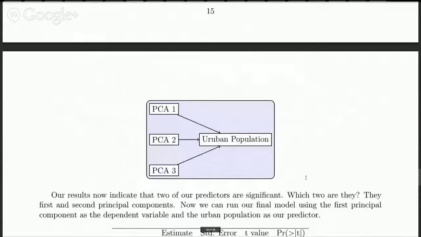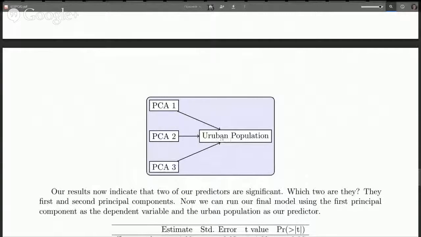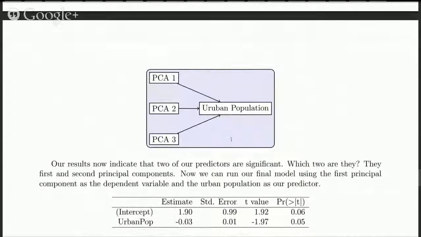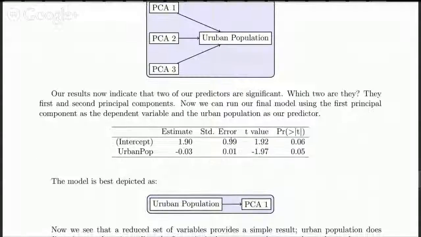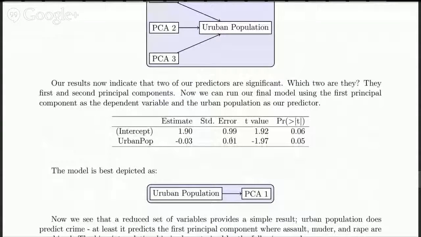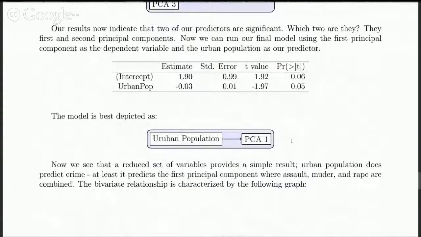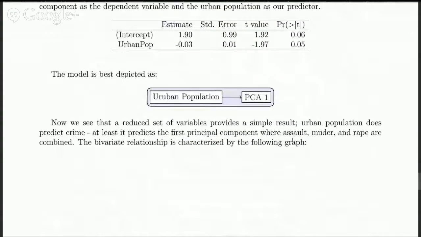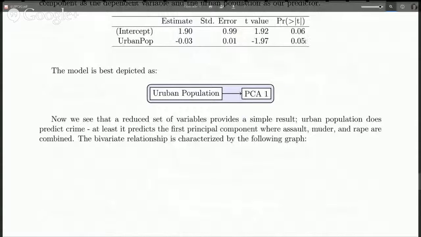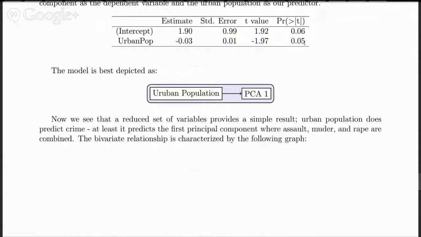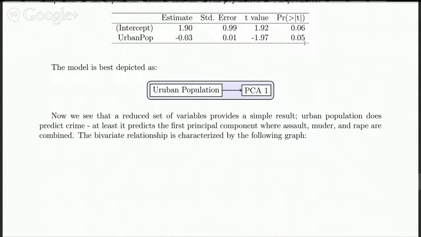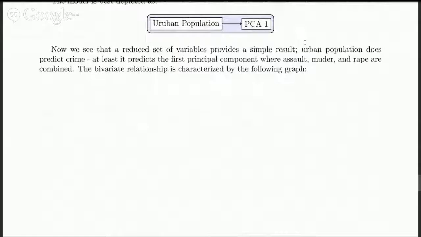Now that seems a little weird because here we've got PCA 1, 2, and 3 all predicting a misspelled urban population. Sorry about that. But let's flip it around and let's have urban population be a predictor of the first principal component. And now we have a model where it's a little bit more logical that crime is the result of population density, and we have a significant predictor. I view 0.05, I would just report that as p equals 0.05, but it looks like urban population is a significant predictor of general crime.